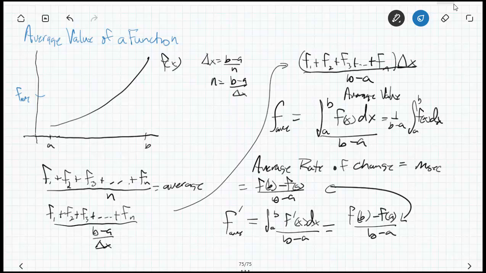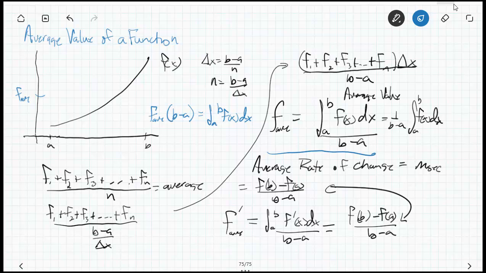If I do a little bit of algebra on this equation, do you agree on this guy right here? Do you agree that I can rewrite that as the average value times b minus a is equal to the integral from a to b of f of x dx? And you may be like, big deal. All you did was multiply through by b minus a. Well, no, it's more than that.